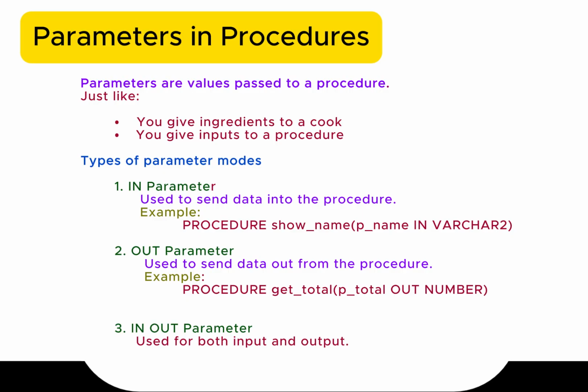Types of parameter modes. 1. IN parameter, used to send data into the procedure. Example, procedure show_name, pname IN VARCHAR2. OUT parameter, used to send data out from the procedure. Example, procedure get_total, ptotal OUT NUMBER. IN OUT parameter, used for both input and output. Think of it like this: you give a number, the procedure changes it, and returns the updated value. This will become clear with practice.